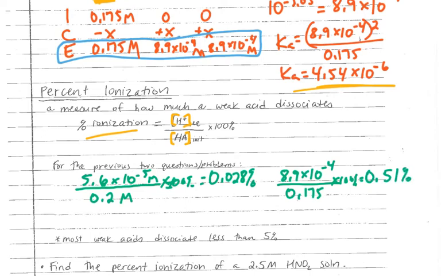So notice that both of these are still a very small percentage. It's a very small amount of ionization that occurs with weak acids. Most weak acids actually will dissociate less than 5%. They'll have a percent ionization of less than 5.